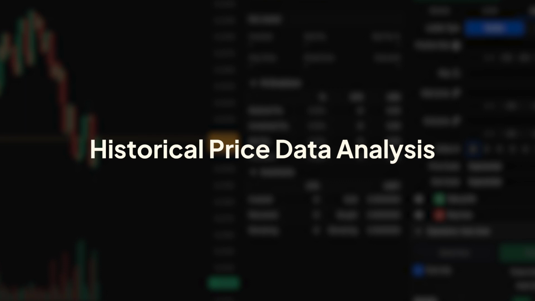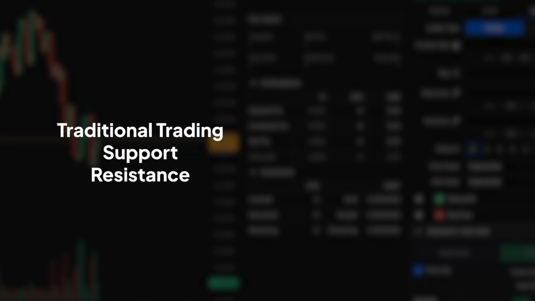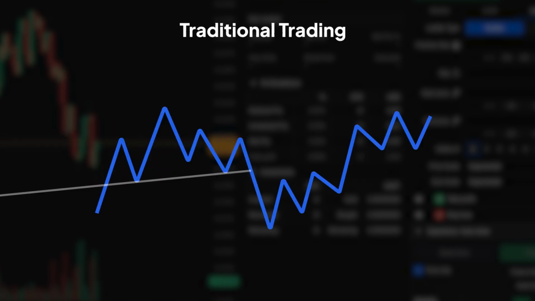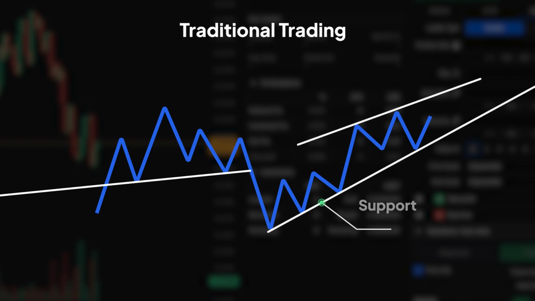Historical price data analysis. We will start by discussing normal support and resistance, and after that, we will delve into support and resistance in base trading to understand the differences. The traditional method for identifying support and resistance levels is to analyze historical price data. By looking at past price action, we can identify areas where the price has repeatedly reversed or stalled, indicating the presence of support or resistance.